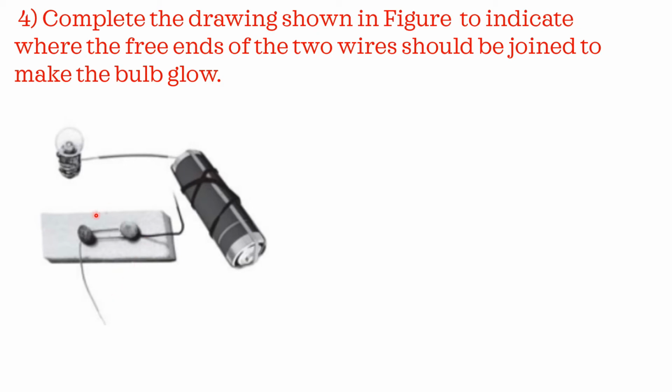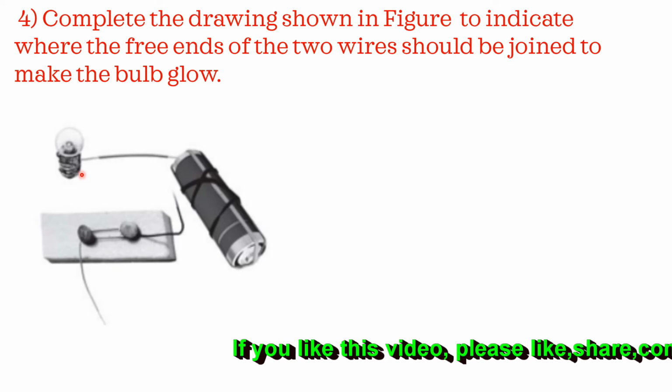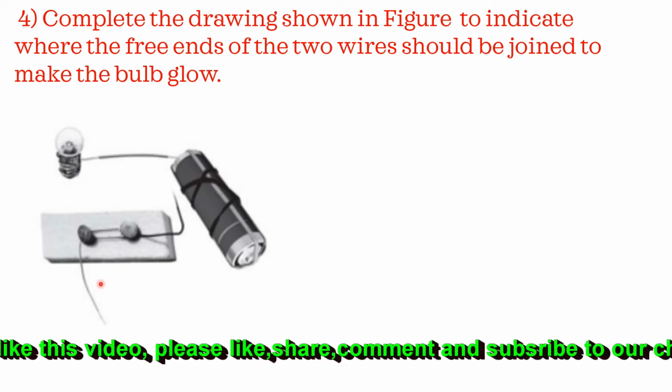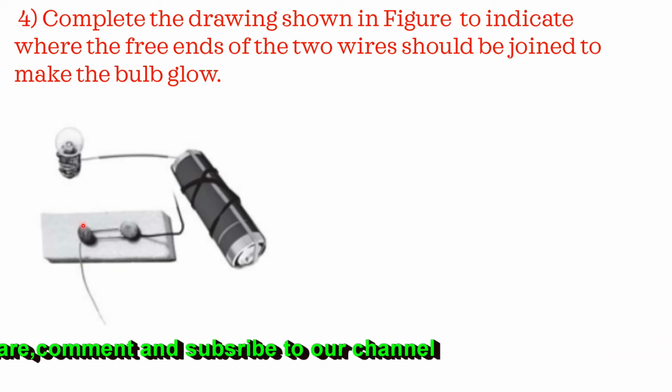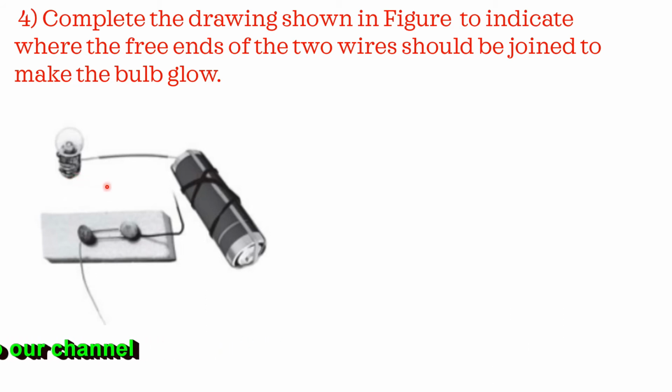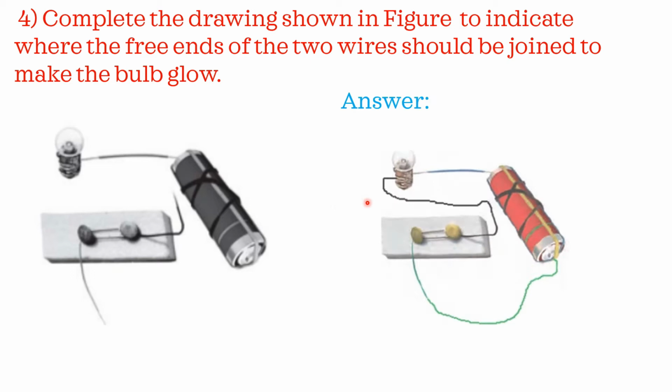So we have to complete this diagram. These two free ends are not connected, and we have to connect these two wires. After completing the circuit, electric current will pass through the circuit, and then the bulb will glow. Now see the complete diagram. This is the complete diagram.